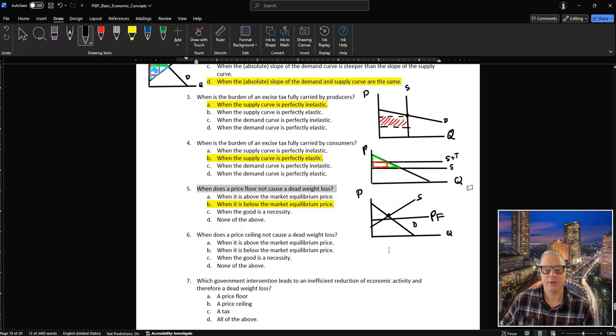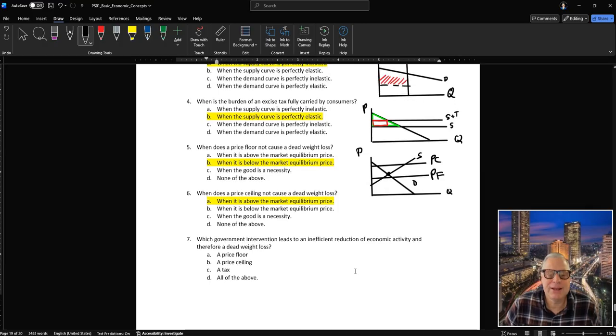So likewise, a price ceiling, to be effective, should be below the market equilibrium price. But if the price ceiling were here, and the government says the price must never be higher than that, well, the market still clears here, no problem. So the price ceiling does not cause a deadweight loss when it is above the market equilibrium price.